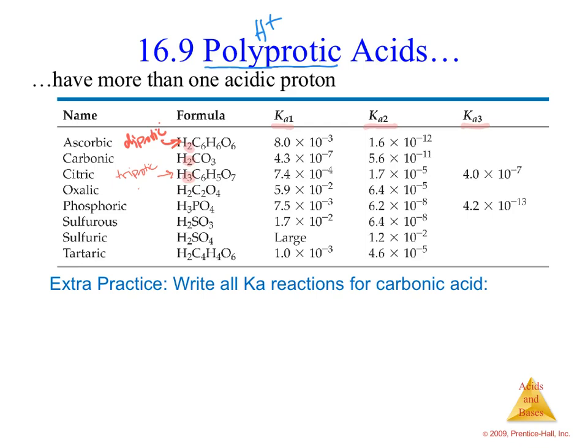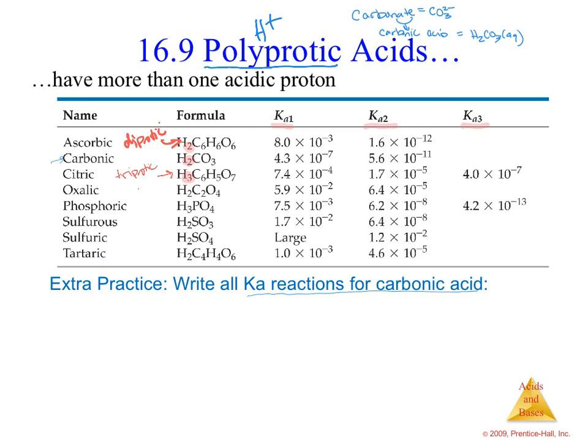So let's together work and write out all the Ka reactions for carbonic acid. From our Chem 101 lectures, we know that carbonate is CO3 2 minus. Carbonic acid, we neutralize the 2 minus, so instead we have H2CO3 aqueous. So let's go ahead and write down our Ka reactions.